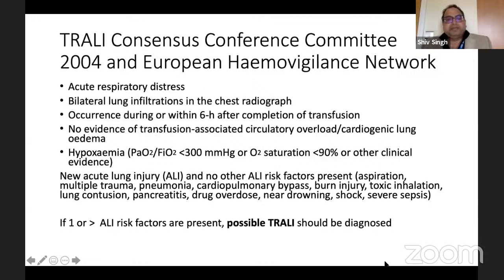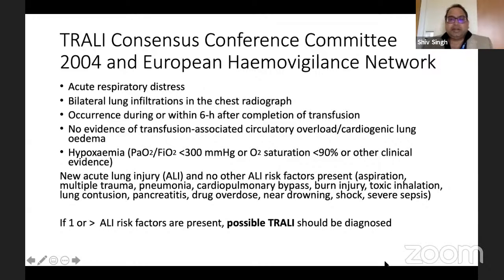The patients present with hypoxemia, defined as a PaO2 by FiO2 ratio of less than 300 millimeters of mercury, or oxygen saturation of less than 90%, or other clinical evidence of low oxygen saturation. It is a new acute lung injury, and no other acute lung injury risk factors are present in these cases.